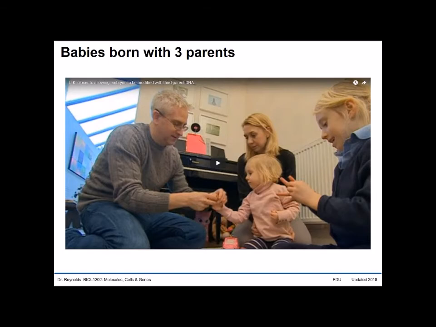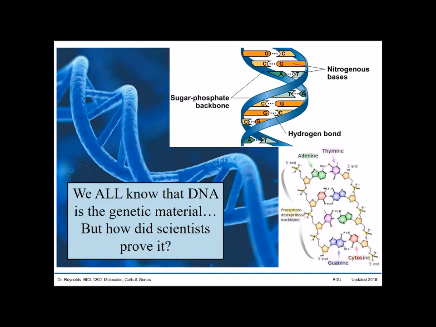So this is a fantastic example of how understanding genetics and genetic engineering has really become something that's influenced the medical field. And so in order for us to really move forward with our discussion, we need to start illustrating and defining and working with the details of how DNA actually works. So we all know that DNA is the genetic material, but how exactly was it that scientists proved this?